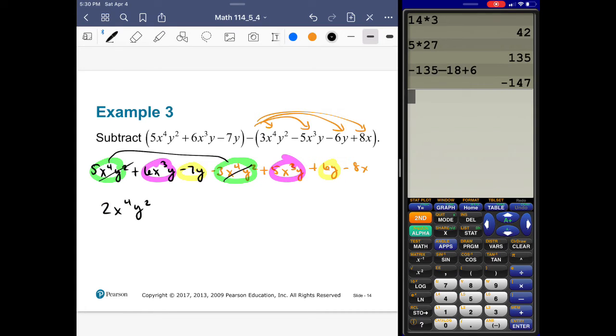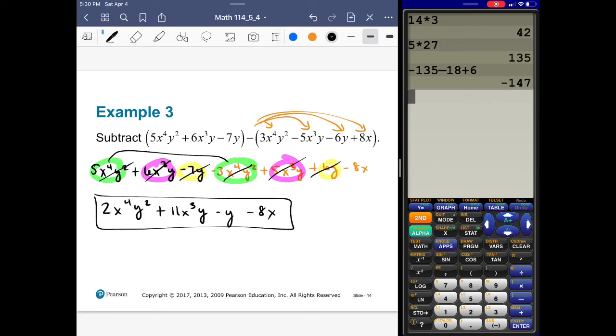Done with those two. The purples, 6x cubed y plus 5x cubed y. That's going to give me plus 11x cubed y. I'm done with those two. Now, the yellows, negative 7y plus 6y. That's going to give me negative y minus 8x.